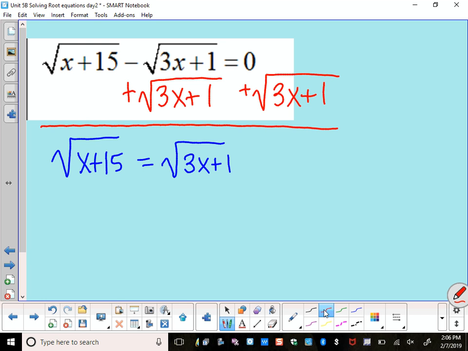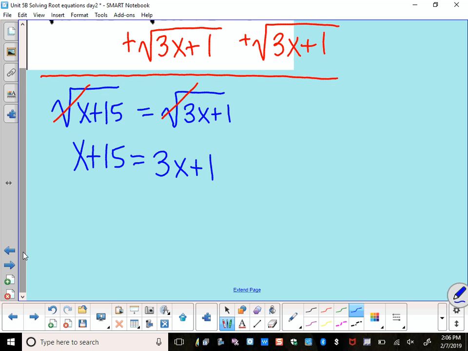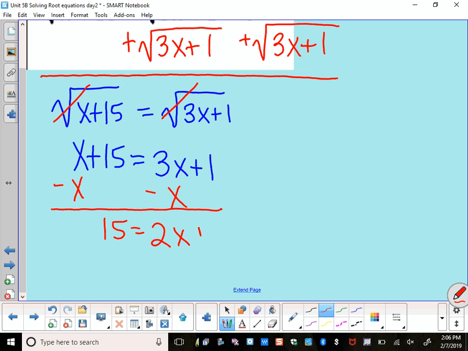Alright, because we have a square root and a square root equal to each other, I'm going to cancel both of them out. So that all I have left is x plus 15 is equal to 3x plus 1. And now we're just solving for x. You guys can solve it any way you like. I like to keep my x's positive, so I'm going to move the 1x over. So subtract x. I get 15 equals 2x plus 1.